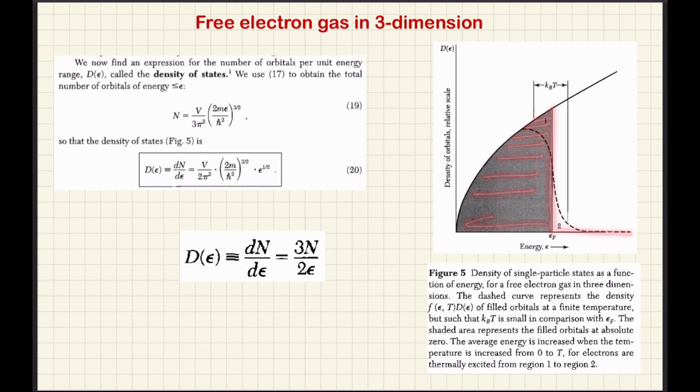Okay, now what happens at, so this is at absolute zero, so this dashed curve is at absolute zero. Okay, the density of orbitals increases with energy. ലോവർ എനർജി ലെവലിലൊക്കെ എല്ലാം ഫിൽഡ് ആണ്, ഡെൻസിറ്റി ഇൻക്രീസ് ചെയ്ത് പോകുന്നു, up to some level, and after that it drops to 0.